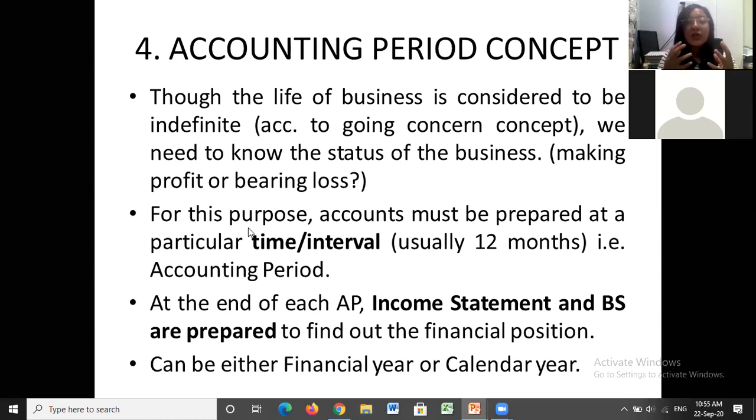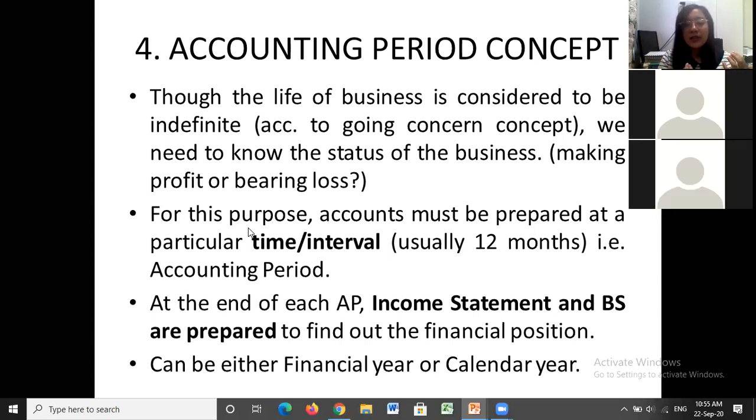In order to find out the status of our business, we need to have a proper interval, usually for 12 months, which is known as accounting period. So at the end of each accounting period, income statements and balance sheet will be prepared. So the accounting period can be of two types.